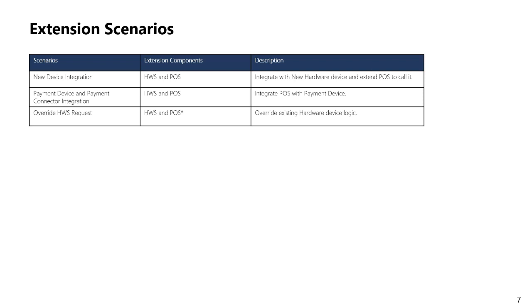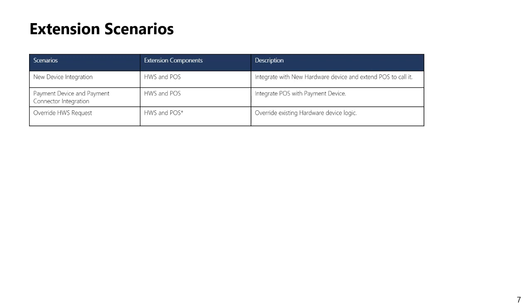Then the second scenario is the typical one, where you want to integrate with a payment terminal device for all your credit card payment scenarios. Then you can extend the point of sale as well as the hardware station. In many cases, you don't need to extend the hardware station, you only need to implement the specific payment device interface we have. So you can extend that. That's the second scenario, extending the hardware station for the payment device.